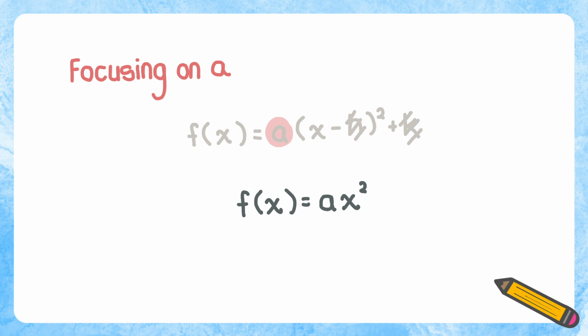So today's general form will look like this. F of x equals a times x squared. H and k told us about the function's translations, but what is a going to tell us? So what are the effects of a? Let's take a look. We are going to make some observations.